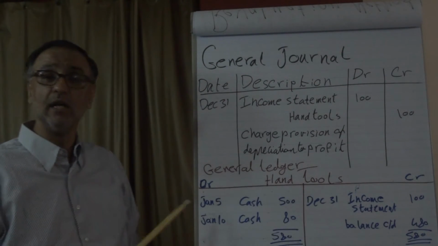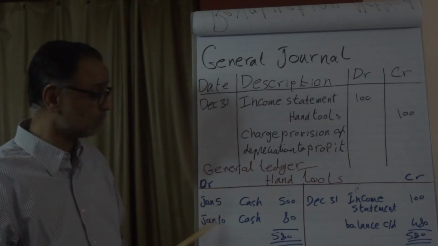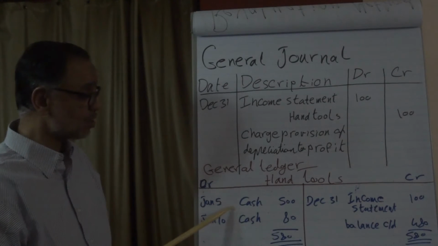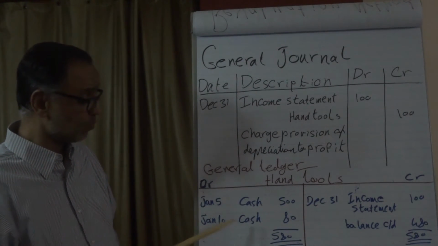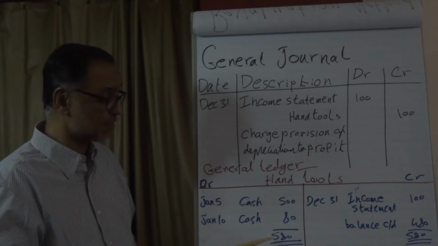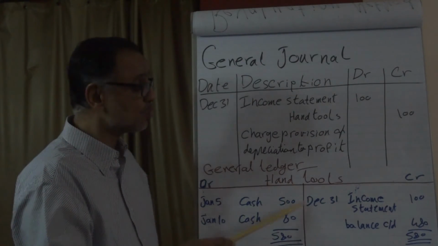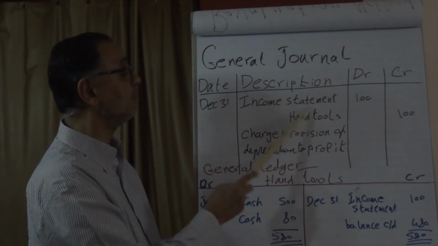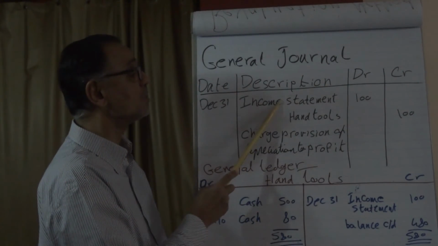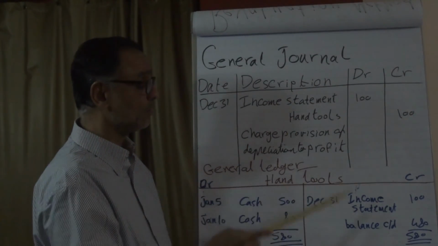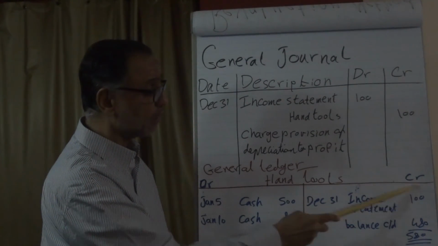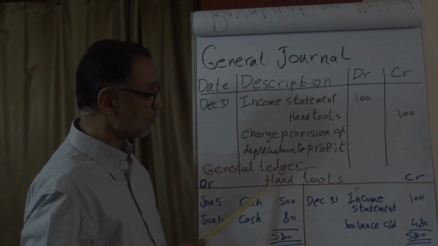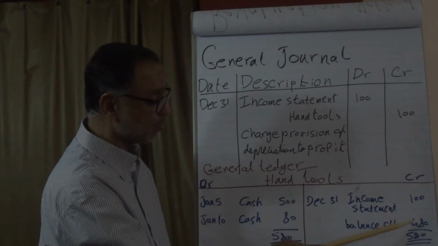In the General Ledger, let's look at the hand tools, this is the asset account. We started by buying hand tools in cash, $500, then on January 10th, we bought more at $80, that's $580. On December 31st, we did the revaluation and we debited the income statement with $100 and credited hand tools with $100. The income statement is $100 and it's reduced from the hand tools, so the balance is $480.